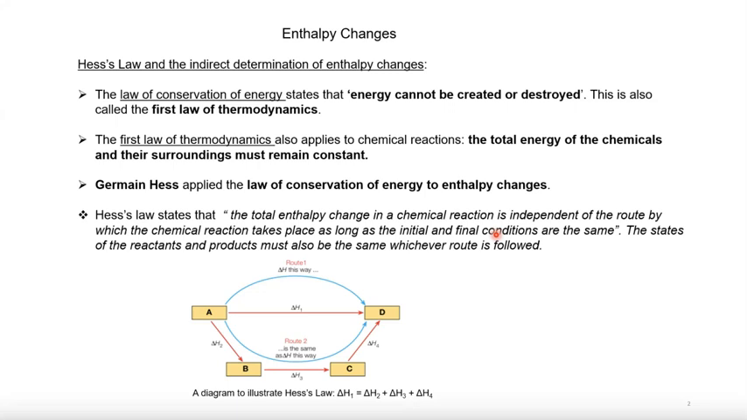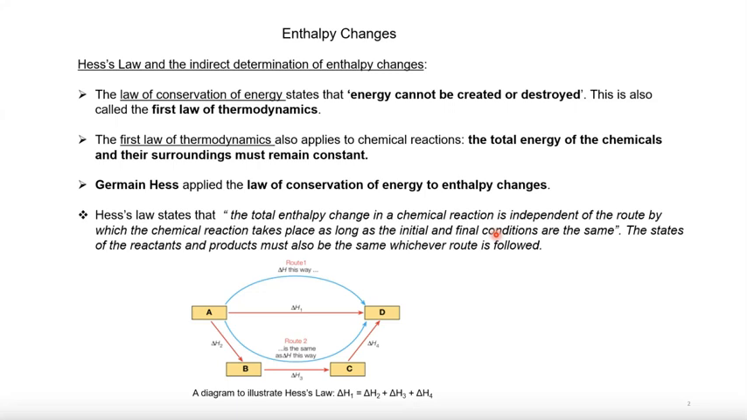First of all, the law of conservation of energy. You know that we cannot create energy or destroy energy. That is the law of conservation of energy, and this is also called the first law of thermodynamics. The first law of thermodynamics says the total energy of chemicals and their surroundings must remain constant.